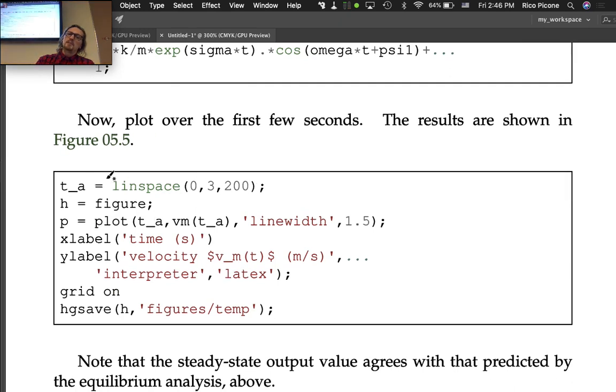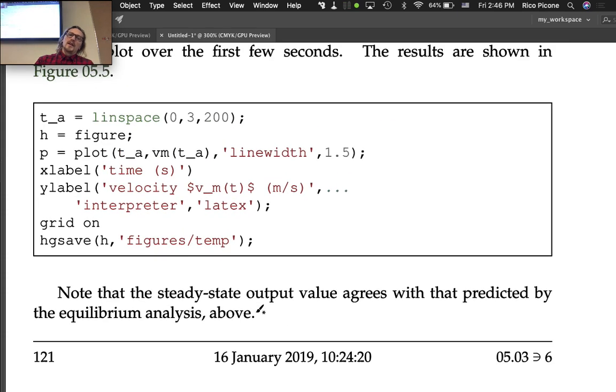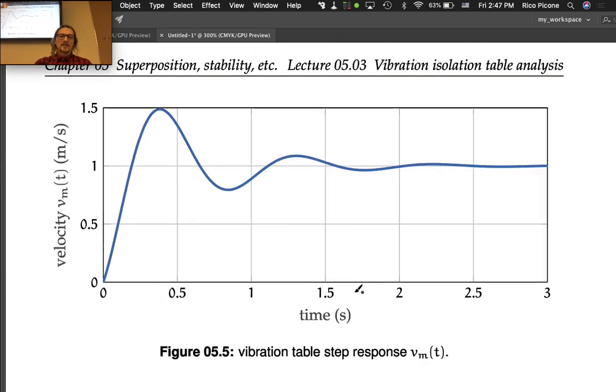I create a time array vector, and I open up a figure. I plot the vector versus the function evaluated at the times in the vector. And the rest of it's just labeling and saving the figure. If you try to execute this last bit, you do need to get the hgsave function from the MathWorks website, but you don't have to save it, and you can just skip that part. And this is what comes out.